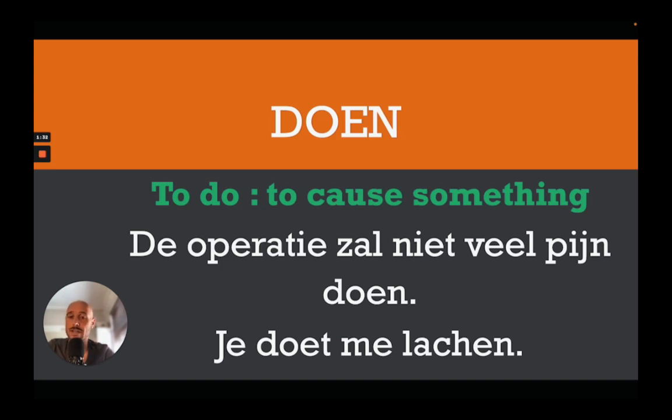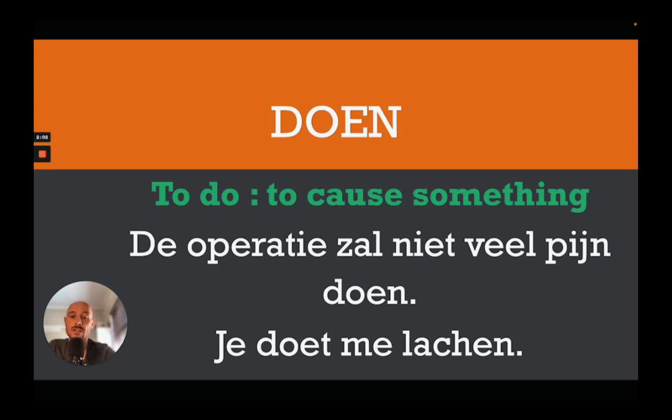Alright? This is the correct English translation, but now I want to give you a bad English translation. And why do I want to do that? So that you can understand what the verb do actually does in this sentence. De operatie zal niet veel pijn doen. The surgery won't do a lot of pain. Alright? So do pain or cause pain. So as you can see there, the verb doen is basically causing something. And in this case, it's pain.